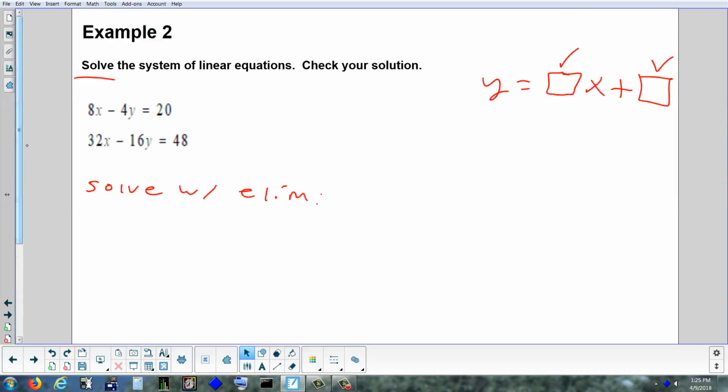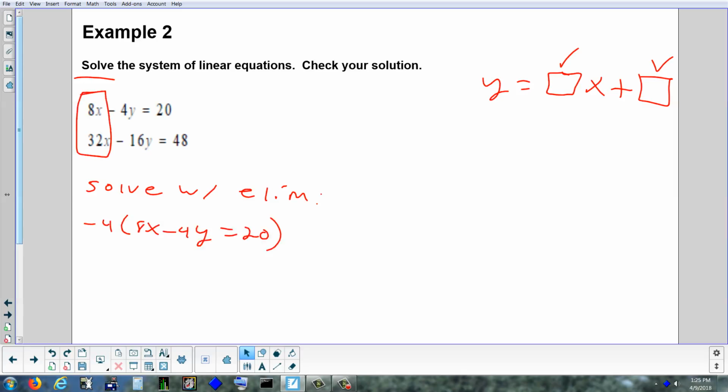So let's pick a letter first. Do we want to get rid of the x's or do we want to eliminate the y's? X's. Okay, so we're going to get rid of those. What equation am I going to have to multiply so that eventually I can make one of these numbers the opposite of the other one? The first one, times negative 4. So we're going to multiply the top one by negative 4.